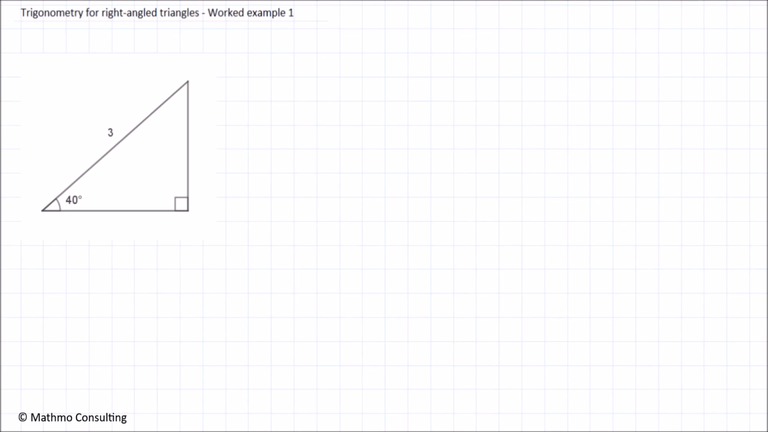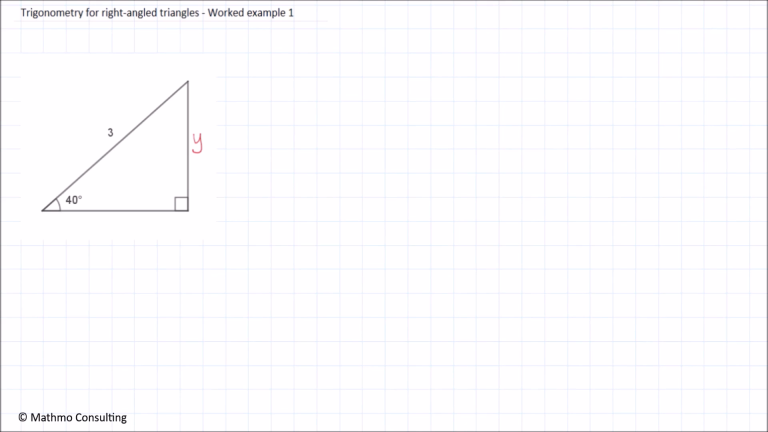We know that the base angle is 40 degrees and we know that the hypotenuse has a length of 3. Now in all right-angled trig problems you need to know two pieces of information about the triangle, so that's great. We can use trig to work out the other side lengths. If you want to know the vertical height of this triangle, which I will label y, then we have to ask which two sides are in play.